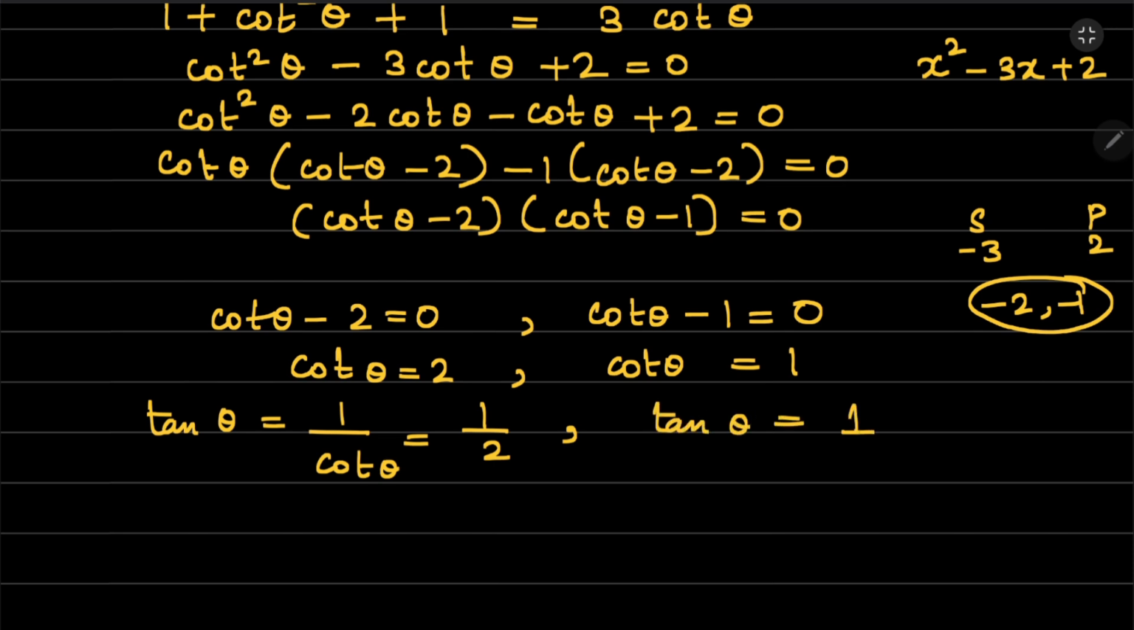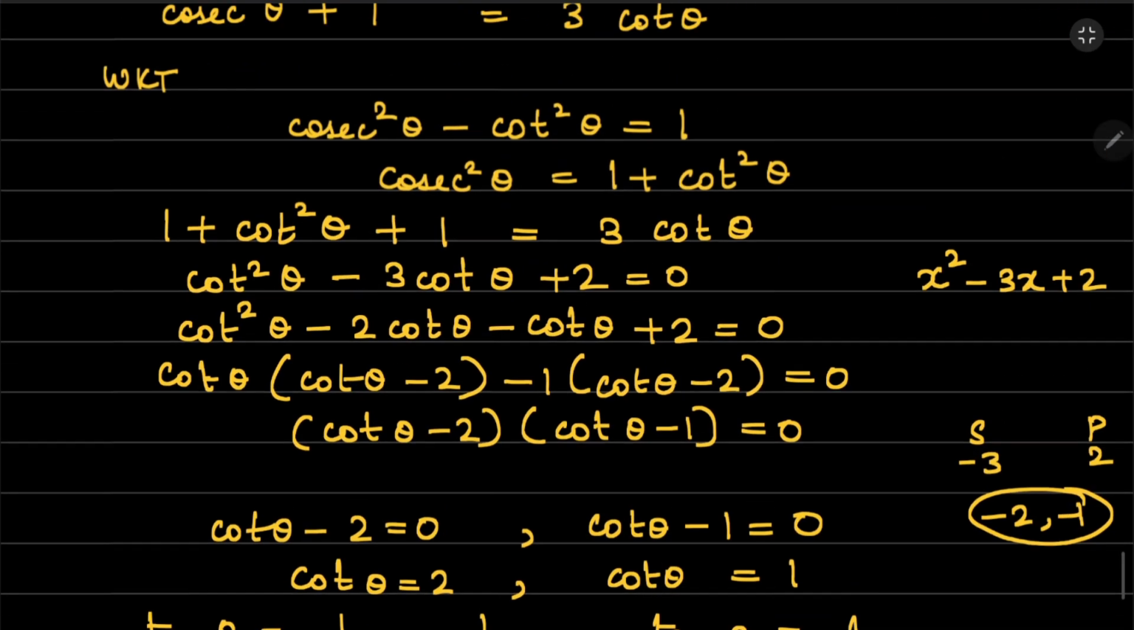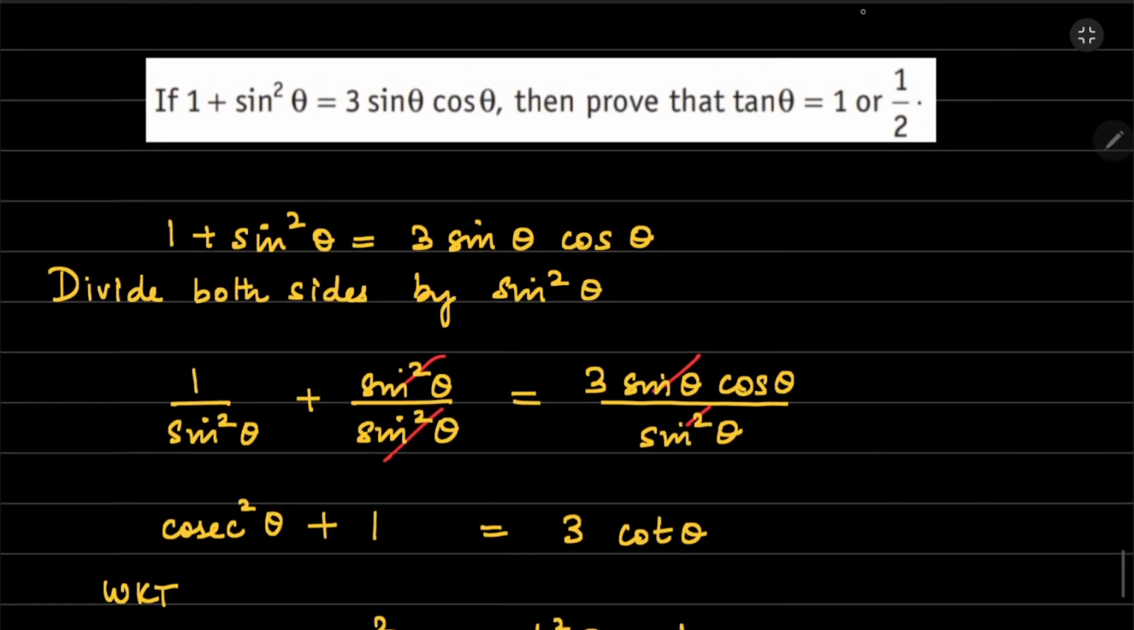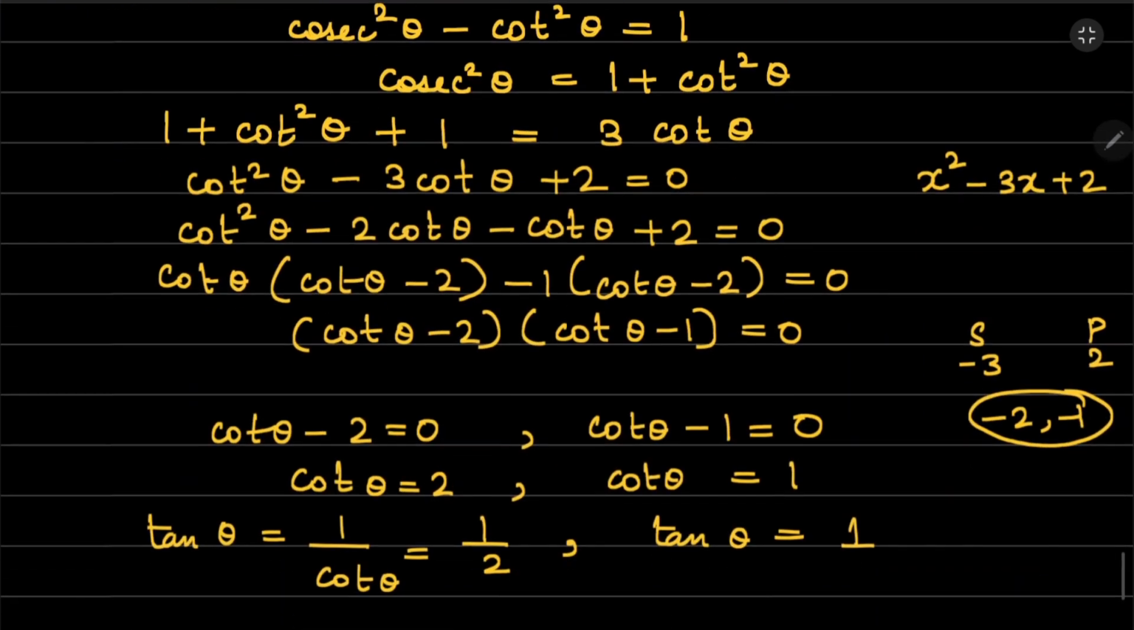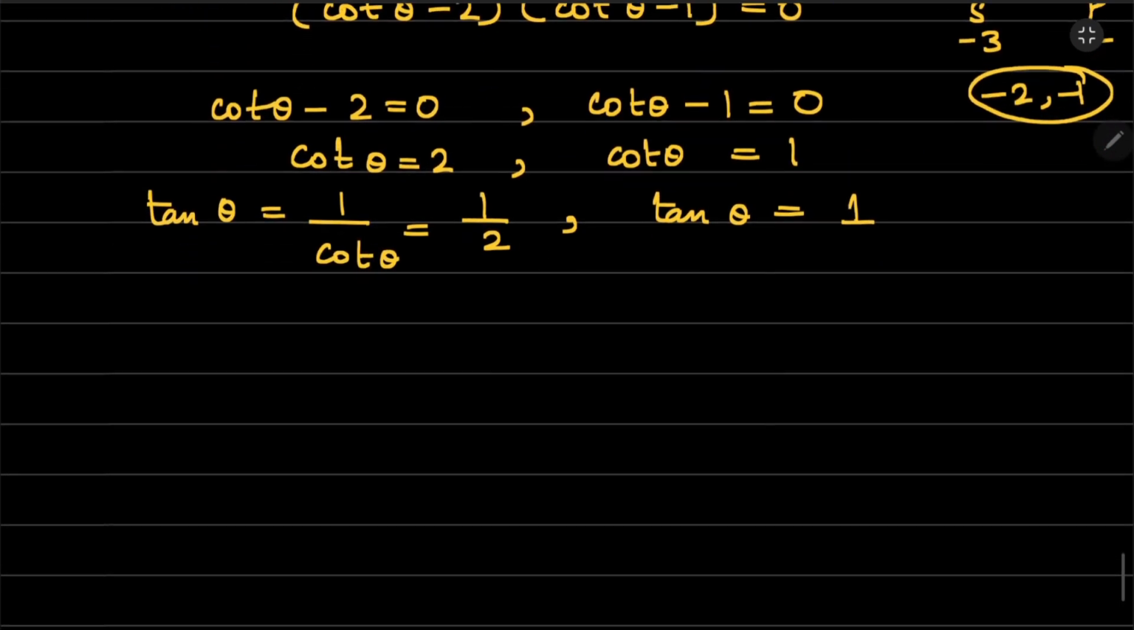Am I correct? So what do you have to prove? What have you shown now? See, prove that tan theta is equal to 1 or 1 by 2. So that's what you have written. Therefore, we have proved that. Therefore, you can write tan theta is equal to 1 by 2 or 1. Hence proved.